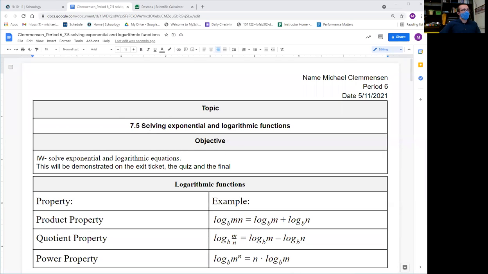Our topic for today is solving exponential and logarithmic functions. Our objective for today kind of follows that: solve exponential and logarithmic equations. This will be demonstrated on the exit ticket, the quiz, and then the final.